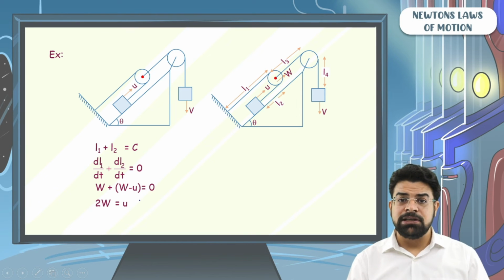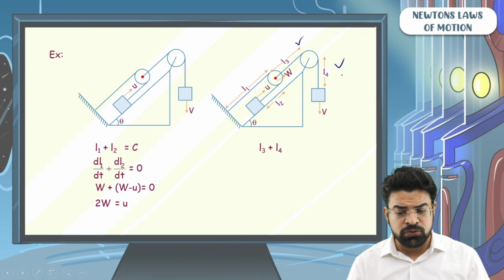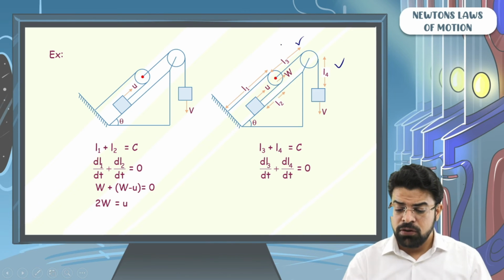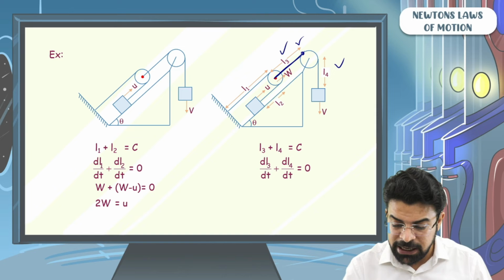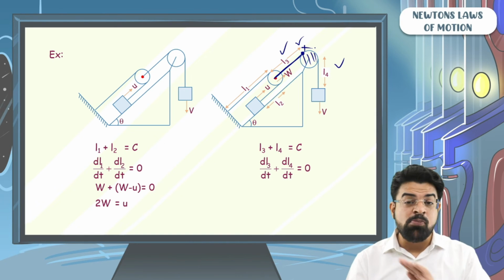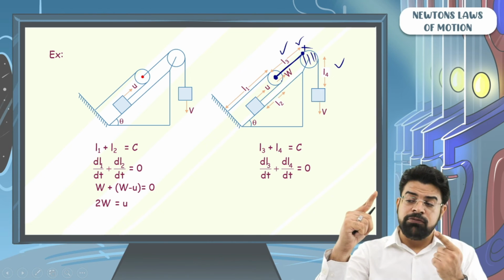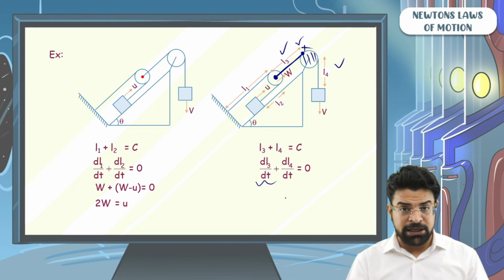Now let's make a string constraint equation for the second string. So again you will say L3 plus L4 equals to constant, or dl3 by dt plus dl4 by dt equals to 0. What will be dl3 by dt? If we look at this string, this end is on the pulley and the pulley is fixed, so this end doesn't move at all. But this end, which is connected to the center of pulley, will go up the incline with a speed of w. So dl3 by dt is minus w.